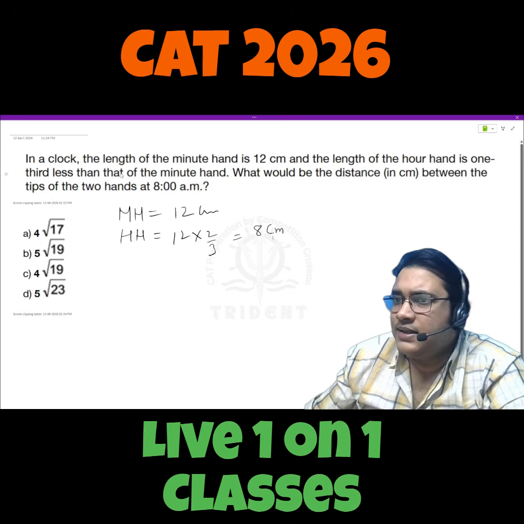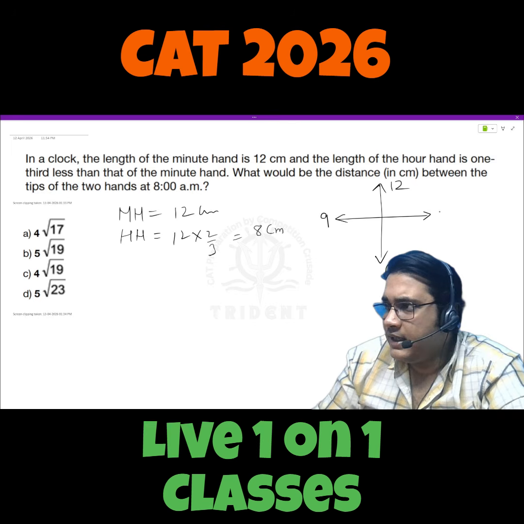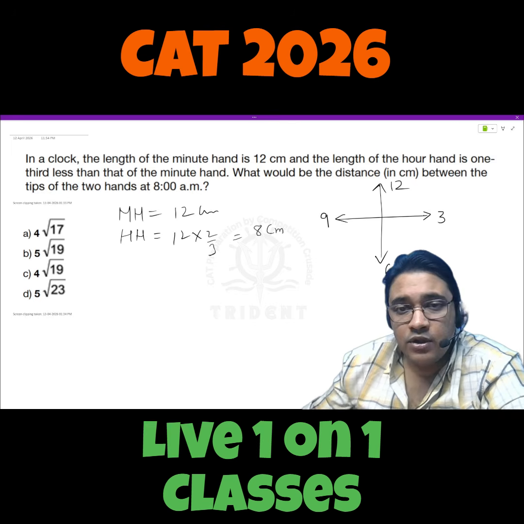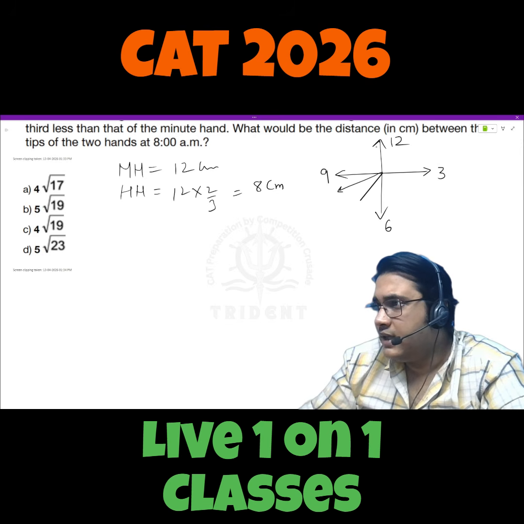Now they're asking you to find the distance between the two tips of the hands at 8 am. How do I calculate that? Suppose, a very rough sketch I'm making. Try to understand. This is 12, this is 6, this is 9, and this is 3. This is how your clock looks. So 7 will be somewhere over here and 8 will be somewhere over here. So they're effectively asking you to find the length of this side of this triangle. We don't need this. This is 8 units, this is 12 units.